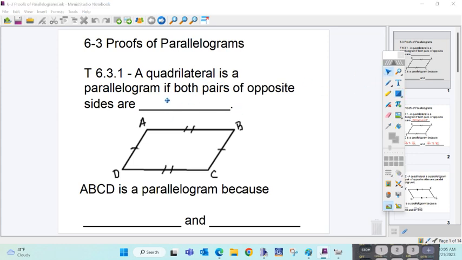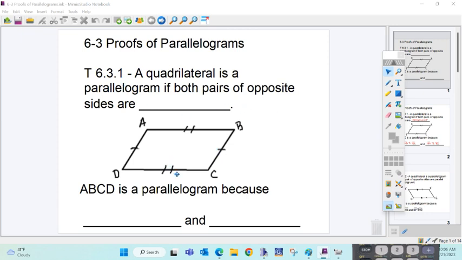So one of the ways is that if both pairs of opposite sides are congruent. Okay, congruent, I've got the congruent markings on here. So if you have a quadrilateral and both pairs of opposite sides are congruent, and you don't even know anything about whether they're parallel or not, you can just automatically know that you've got a parallelogram.